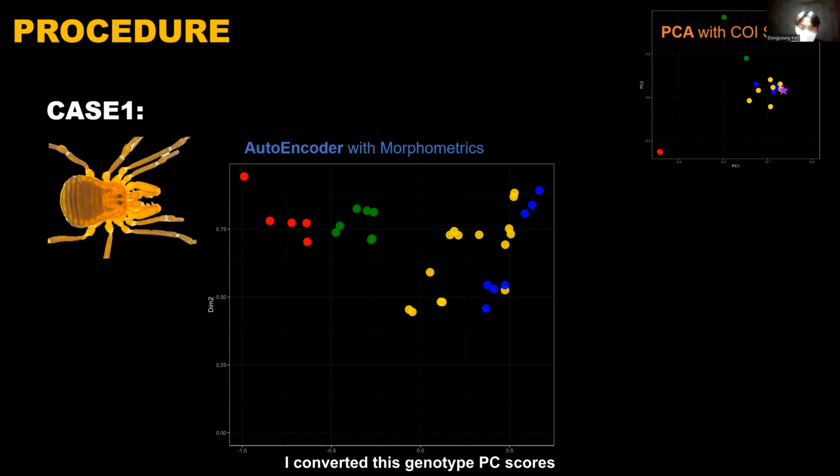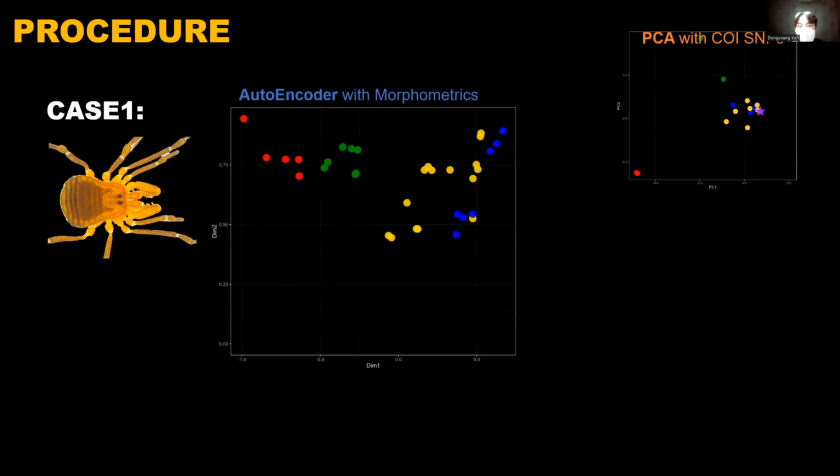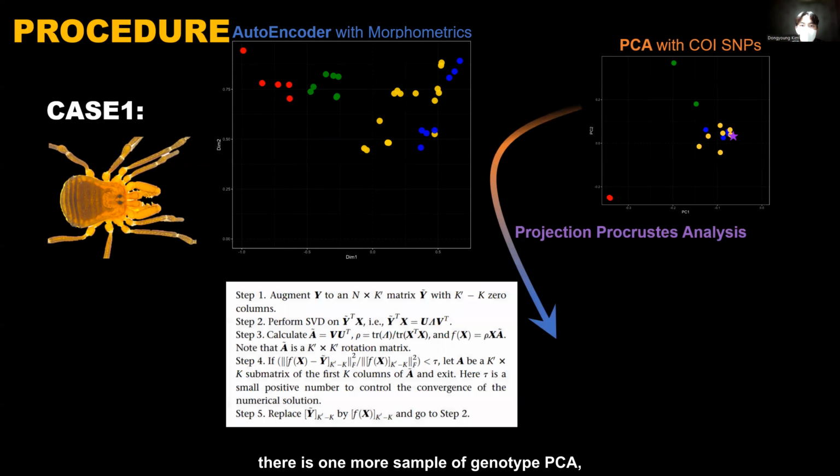After that, I converted these genotype PC scores to phenotype autoencoder bottleneck layer values. At this moment, there is one more sample in the genotype PCA, so it is not the same dimension. And in this case, we cannot proceed with the general Procrustes analysis. We have to conduct a projection Procrustes analysis. This paper introduced earlier has a good explanation of the procedure, so I implemented it in R, referring to the paper.